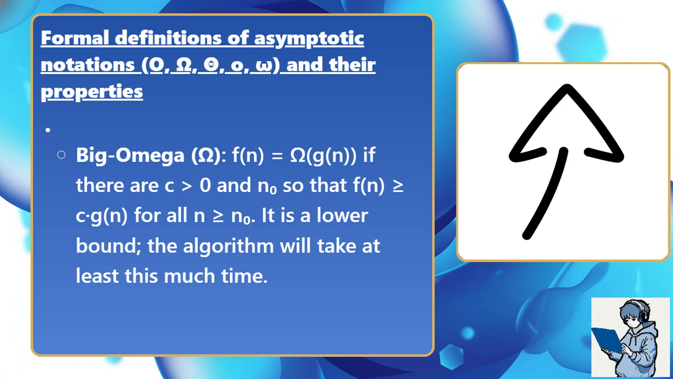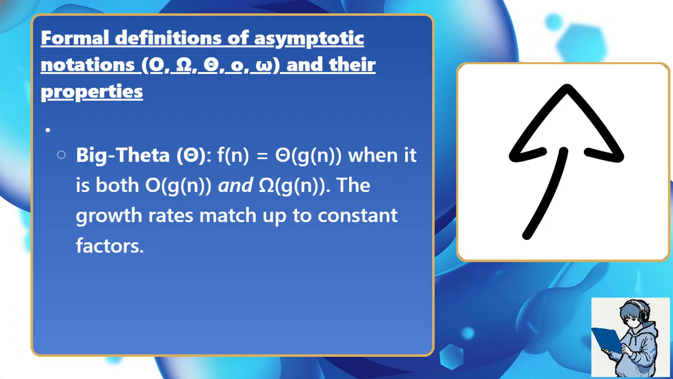Big omega, f of n equals omega of g of n if there are c greater than 0 and n0, so that f of n is greater than or equal to c times g of n for all n greater than or equal to n0. It is a lower bound. The algorithm will take at least this much time. Big theta, f of n equals theta of g of n when it is both O of g of n and omega of g of n. The growth rates match up to constant factors.